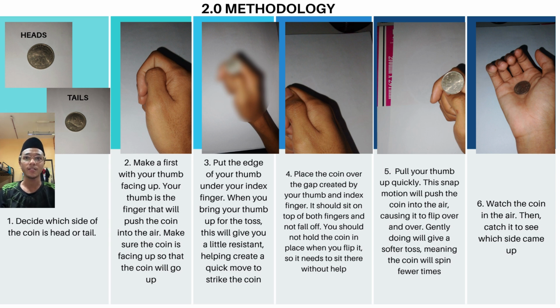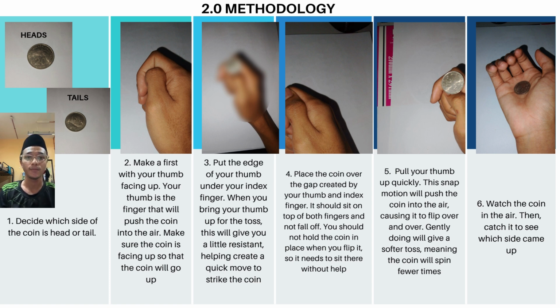Number 3, put the edge of your thumb under your index finger. When you bring your thumb up for the toss, this will give you a little resistance, helping it make a quick move to strike the coin. And number 4, place the coin over the gap created by your thumb and index finger. It should sit on top of both fingers and not fall off. You should not hold the coin in place when you flip it, so it needs to sit there without help.